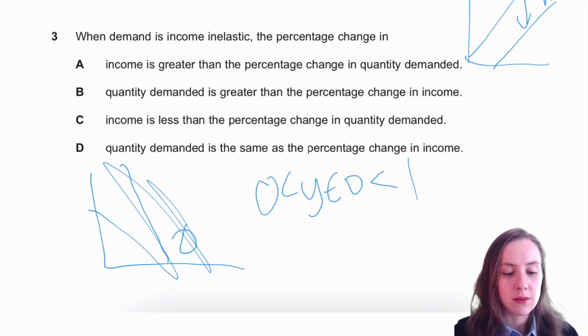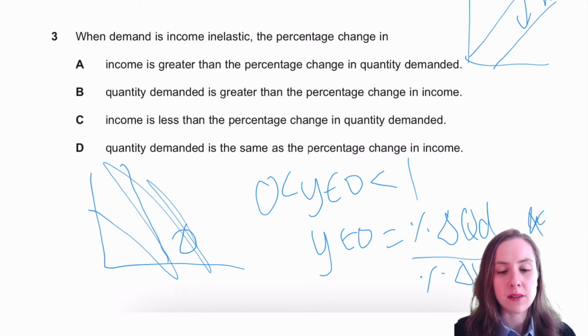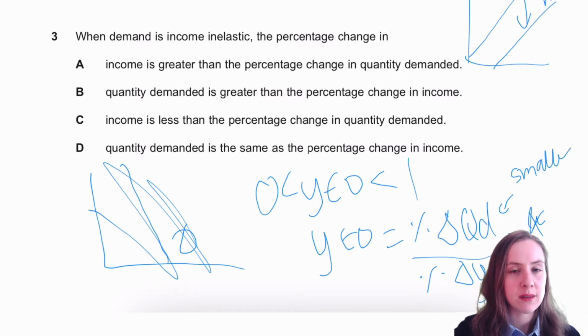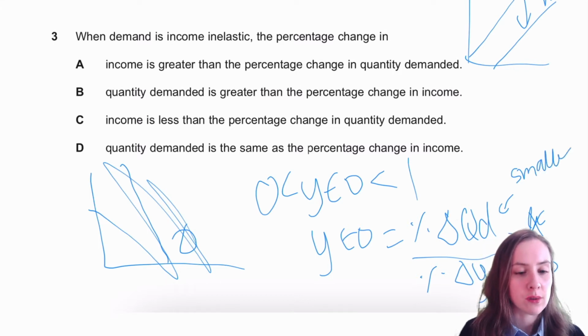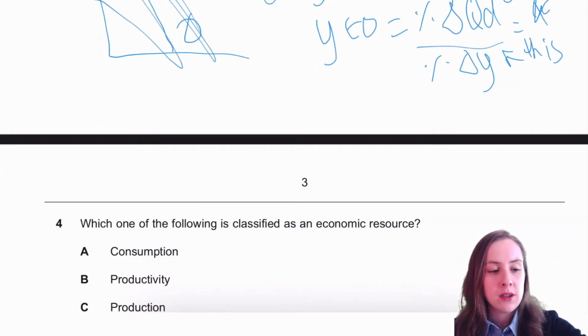So just write out the YED equation: percentage change in quantity demanded divided by percentage change in income. If that's between 0 and 1, I can only get that if this quantity demanded number is smaller than this one. So I need the percentage change in demand to be lower than the change in income, or in other words, the income change to be greater than the change in the other one.